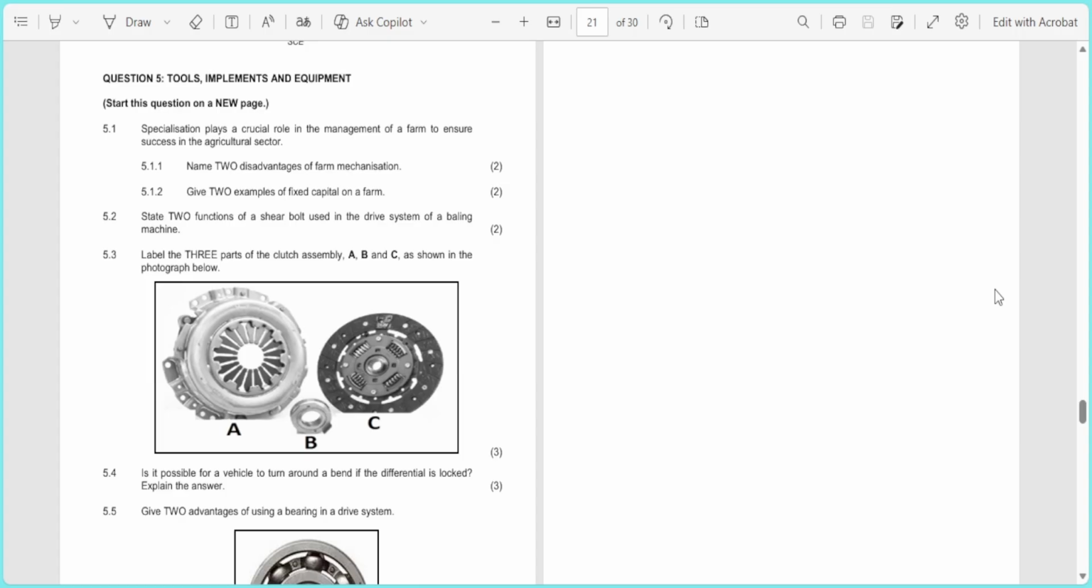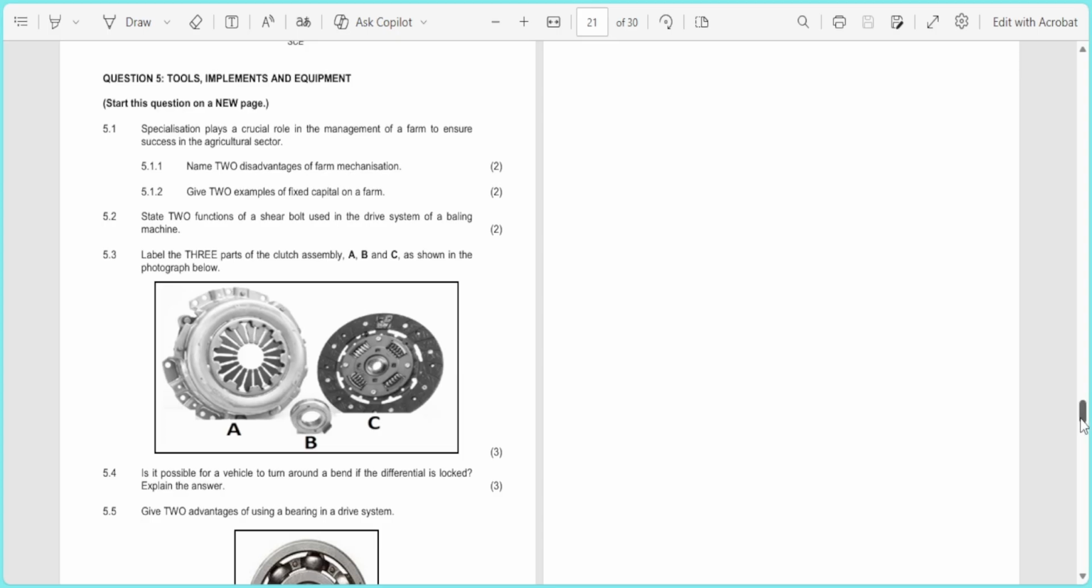Okay, now let's do this. 5.1, specialization plays a crucial role in the management of a farm to ensure success in the agricultural sector. Okay, now for the first question, they want us to name two disadvantages of farm mechanization. Okay, so this might seem against your intuition. Why would mechanization, which is supposed to make farming more efficient, have more disadvantages? Now, let's try to unpack this a little bit before we even answer this question.